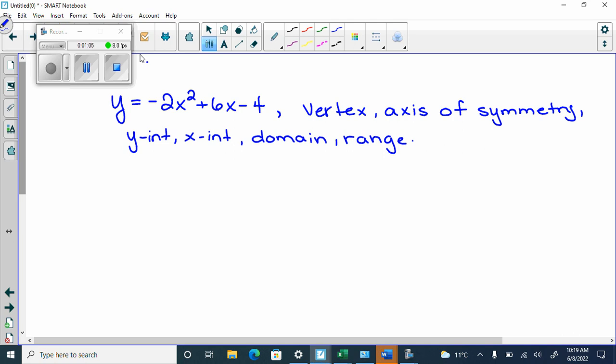For y-intercept, I should immediately think what? What should pop in my head? 0. To be on the y-axis, x has to be 0. To be on the x-axis, you're going to fill a 0 in for y, and then you're either going to factor or use the quadratic formula. Okay? So you have to complete the square first in order to get the vertex, axis of symmetry, domain, and range. Y-intercept: fill a 0 in for x. X-intercept: fill a 0 in for y, and factor or use the quadratic formula.